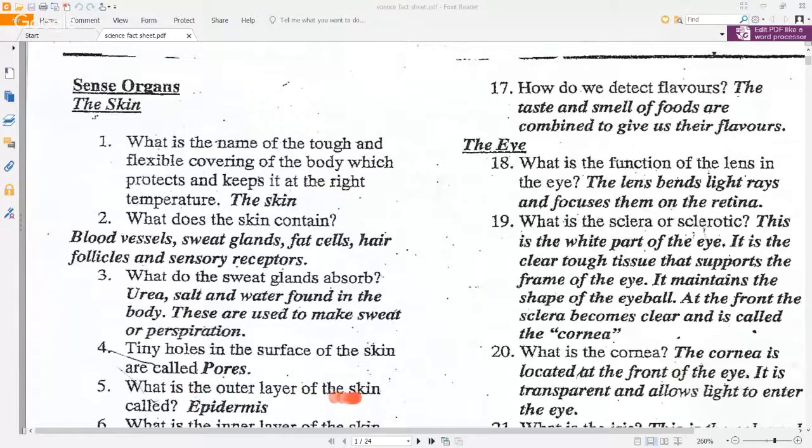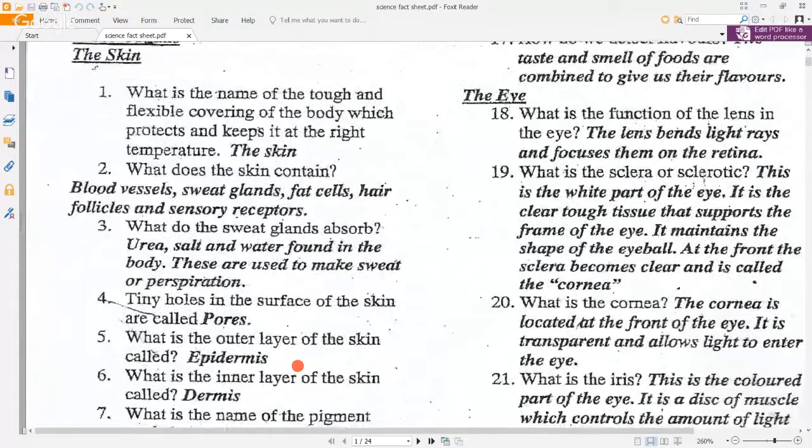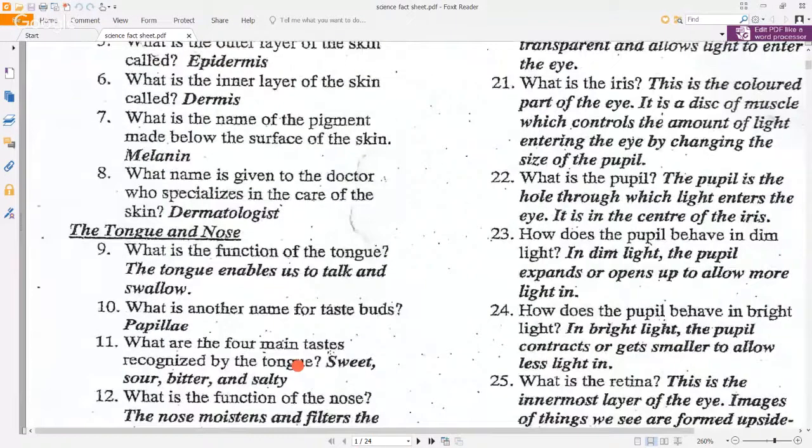What is the outer layer of the skin called? Well, it's called the epidermis. What is the inner layer of the skin called? It's called the dermis. What is the name of the pigment made below the surface of the skin? Melanin. Number 8. What is the name given to the doctor who specializes in the care of the skin? Well, that person is known as a dermatologist.